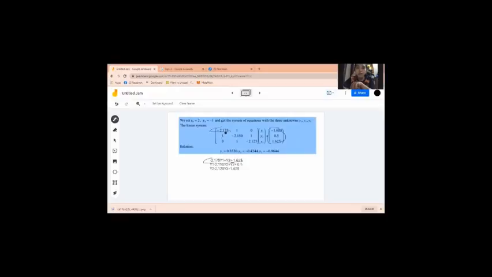Negative 2.175 y sub 1 plus y sub 2 equals 1.625. And similarly for y sub 2: y sub 1 minus 2.150 y sub 2 plus y sub 3 equals 0.5. And for y sub 3: y sub 2 minus 2.125 y sub 3 equals 1.625. Then you calculate this and get the answer, which gives the unknowns y.